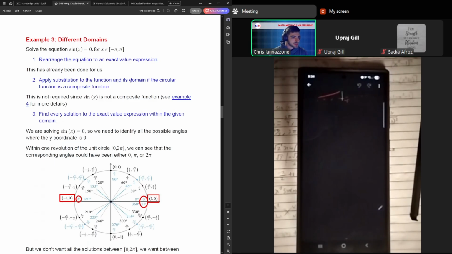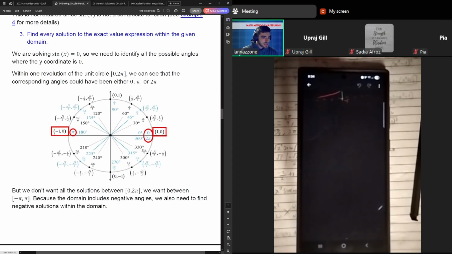If you have different domains, so we're not doing 0 to 2 pi anymore, we're doing negative pi to pi, we essentially break it down into a positive half and a negative half starting at 0. So the first iteration we'll just do from 0 to pi, and the second go through will do 0 to negative pi. So we want to figure out where is sine equal to 0. That's going to occur at these highlighted spots here. It's just where the y value is equal to 0.